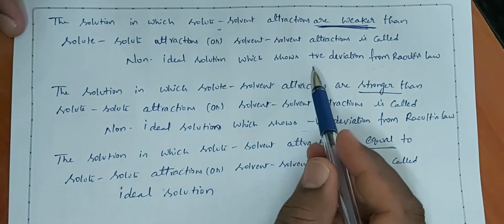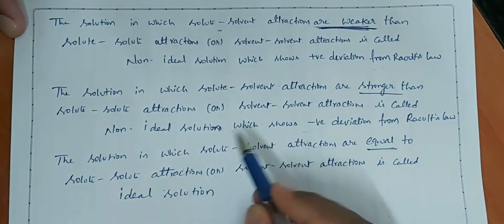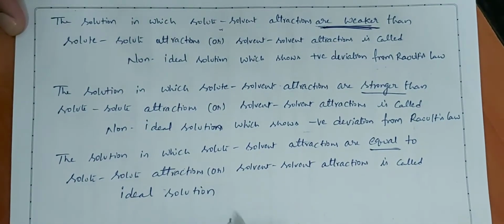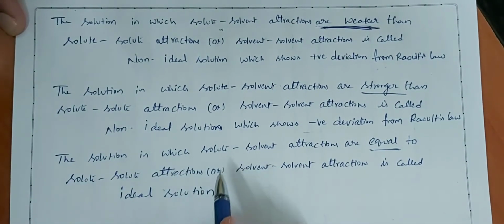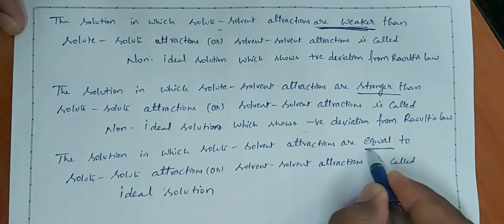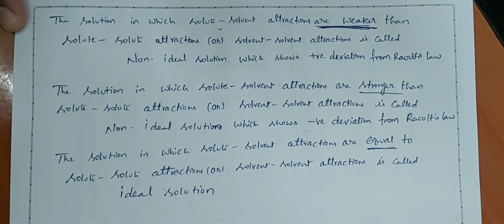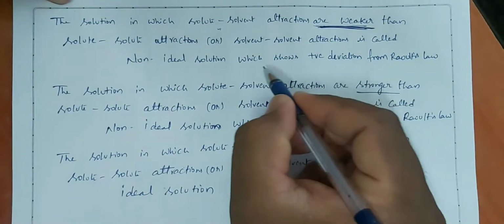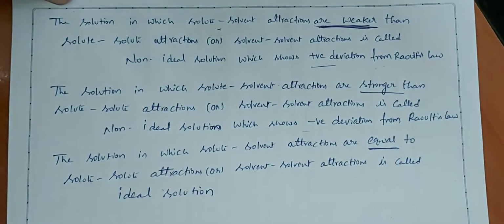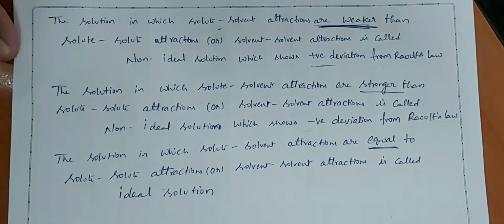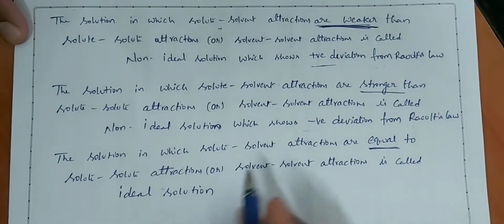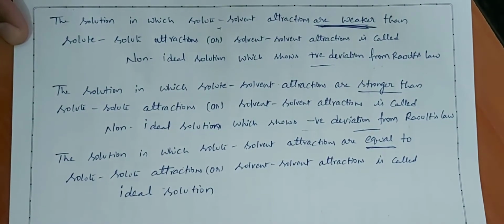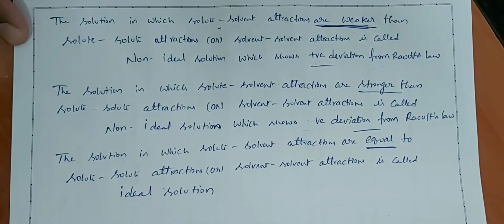In previous class, we have seen the definitions of non-ideal solutions which show positive deviation from Raoult's law, non-ideal solutions which show negative deviation from Raoult's law, and even ideal solution also. I wrote the definitions also, same as it is. You can write it in the classwork. And we have seen the example for non-ideal solutions which show positive deviation from Raoult's law. In today's class, we will continue with the next example, in which we are going to see non-ideal solutions which show negative deviation from Raoult's law.